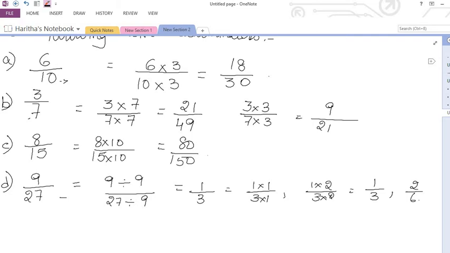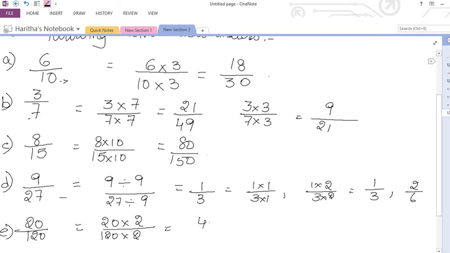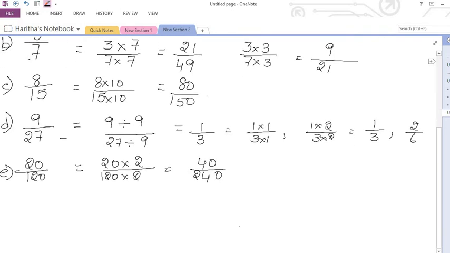Now 20 by 120. So I'm just going with 2s: 20 2s are 40, 120 2s are 240. I should just select my denominator. According to the denominator, I should go for equivalent fractions.